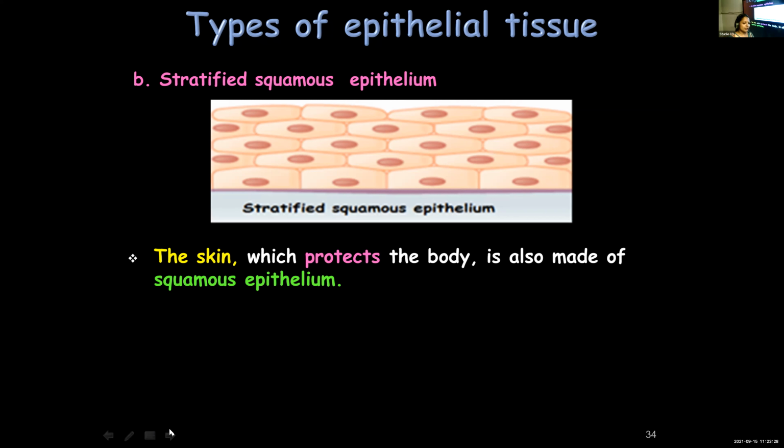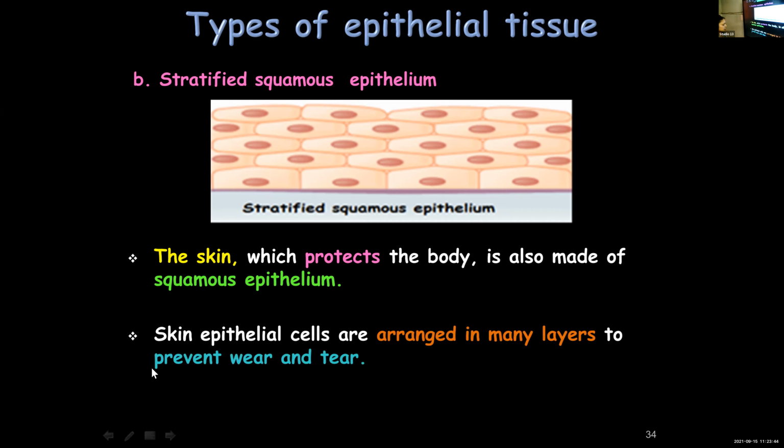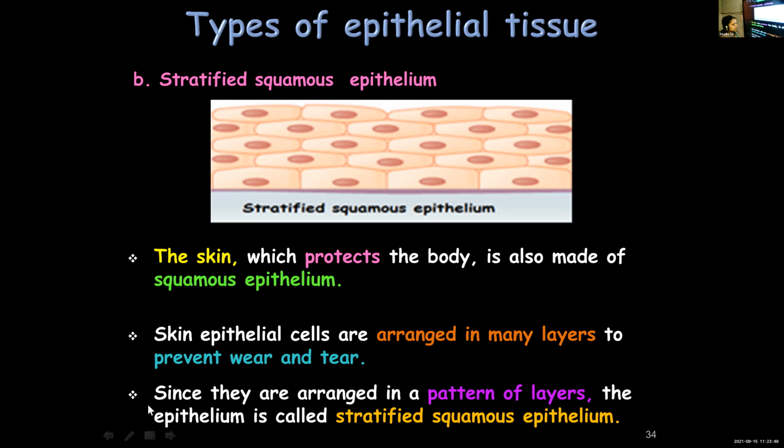Children, if it was just made up of a single cell or a single layer, what will happen? If your skin was made up of a single cell, wherever you touch, the skin will peel off. But it is made up of several layers so that it can resist wear and tear and provide us proper protection. They are arranged in many layers to prevent wear and tear. Otherwise, we can't touch anywhere. As soon as we touch, the skin will get peeled off from there.